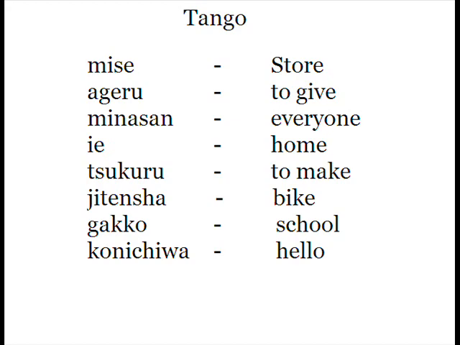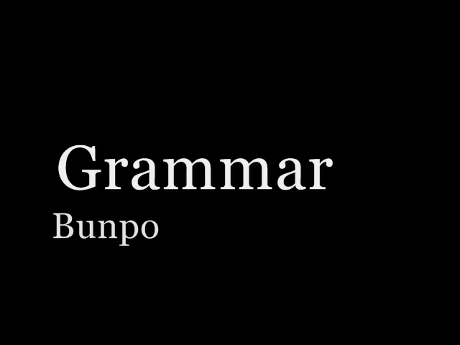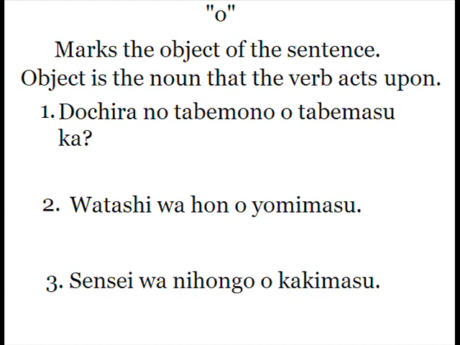Okay, next we're going to head into Bunpo. Bunpo lesson de gozaimasu. Alright, we're at the grammar lesson for today. Today we're going to go over 3 new particles, and I'm going to talk about wa and ga today. So the first particle is o. Now o acts as the object marker of the sentence. So you'll say a noun and put o behind it, and that will mark the object for the sentence. The object is the noun that the verb acts on.